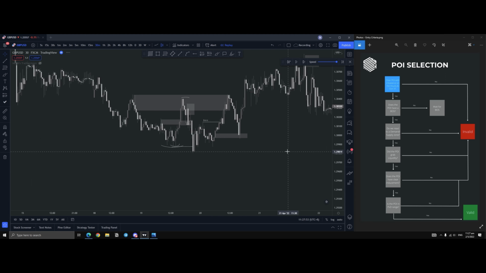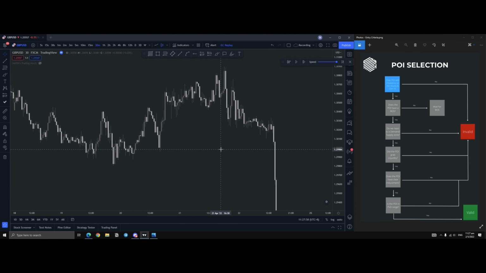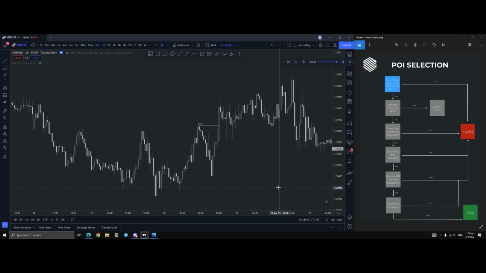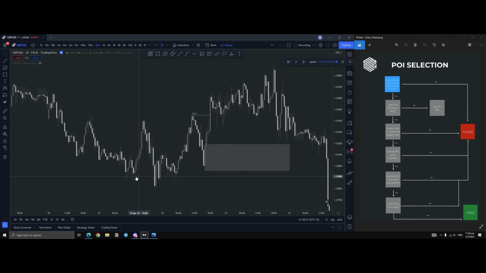Now these are a few POIs I've marked up. So let's run through the rules again. Cool, so this one, this is a demand zone. Let's look at it again. This was before the huge move down. So we have a break of structure. It is a clear POI over here. Draw it out, and then do we react to a demand or supply zone? We actually don't really react to anything. There's no imbalance here, so we're not really reacting to anything.